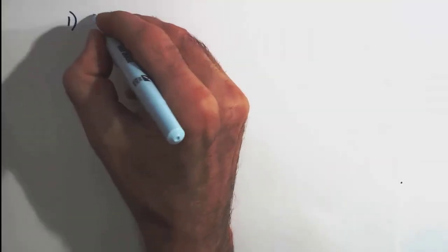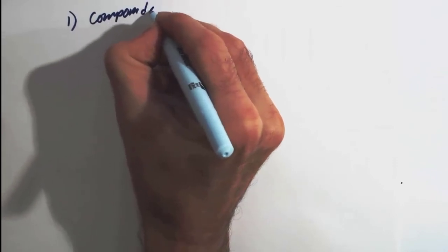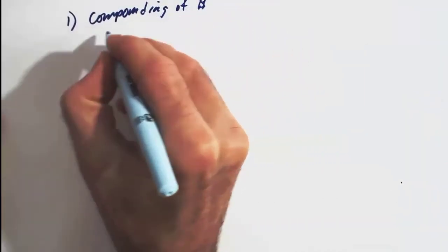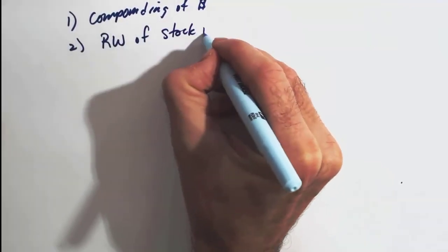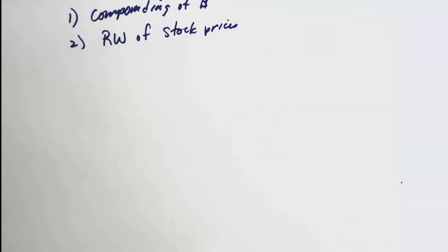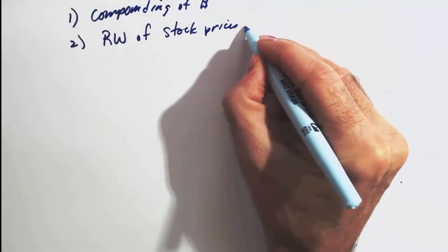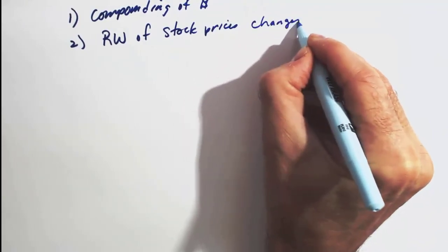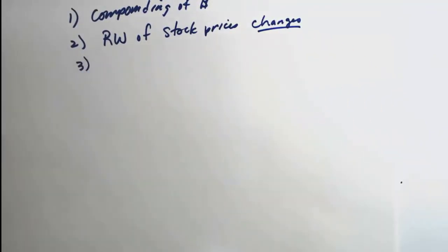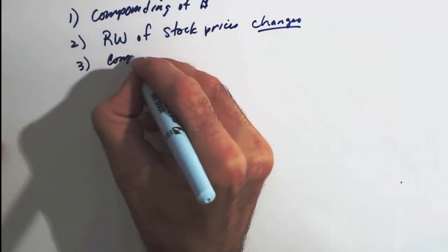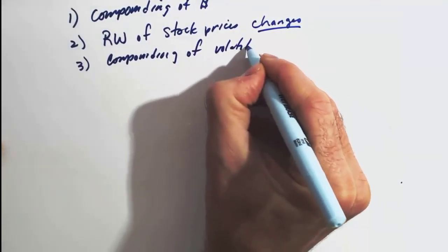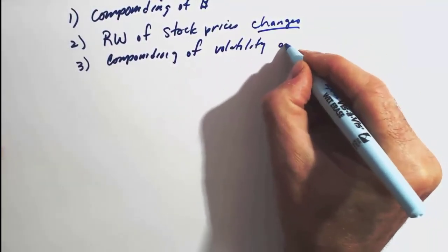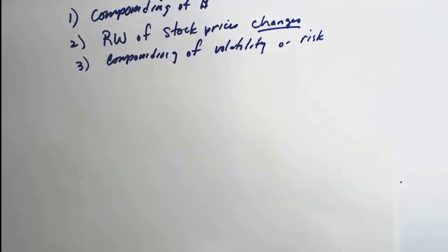how money compounds, the compounding of money. So one is compounding of money. The second thing we want to look at here is the random walk of stock prices, or some people would say, to be a little more precise, stock price changes, and I'll talk about that when we get to it. And three is the compounding of volatility. Or in other words, risk, the compounding of volatility or risk.